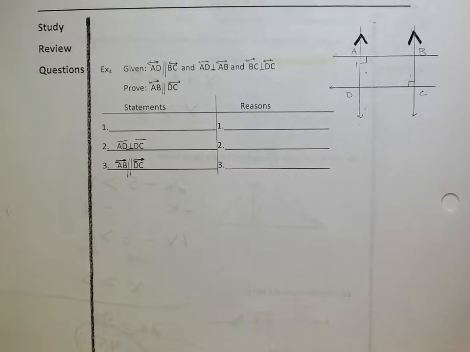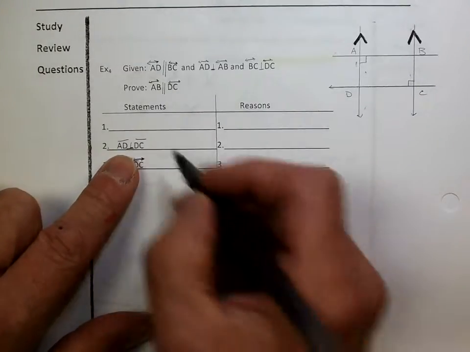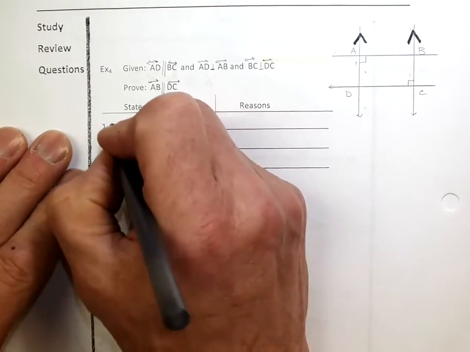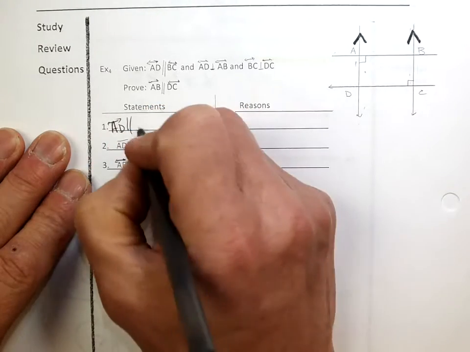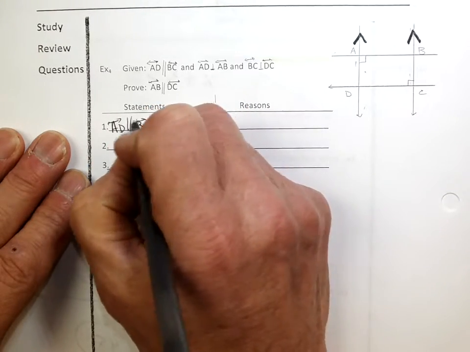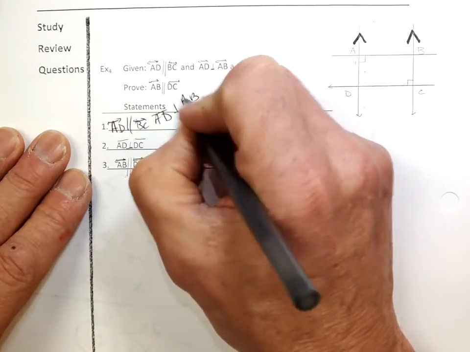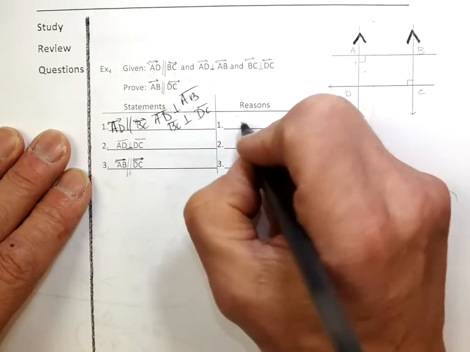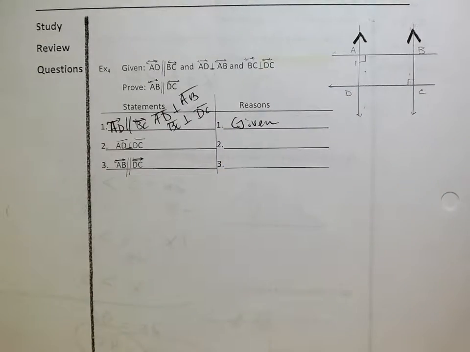Okay, so step one, obviously step one has got to be the given, right? So step one is all of this. We'll squeeze it in the best we can. We'll go, okay, AD parallel to BC, AD perpendicular to AB, and I'll squeeze in the BC perpendicular to DC. Obviously given. So write that down and then let's make a plan.